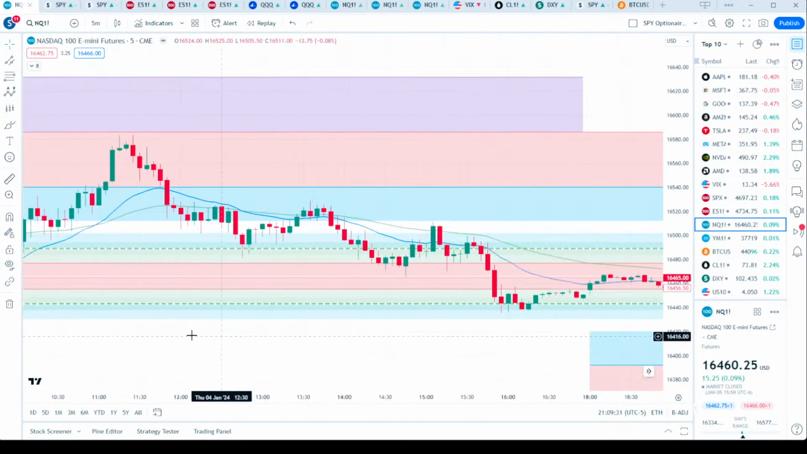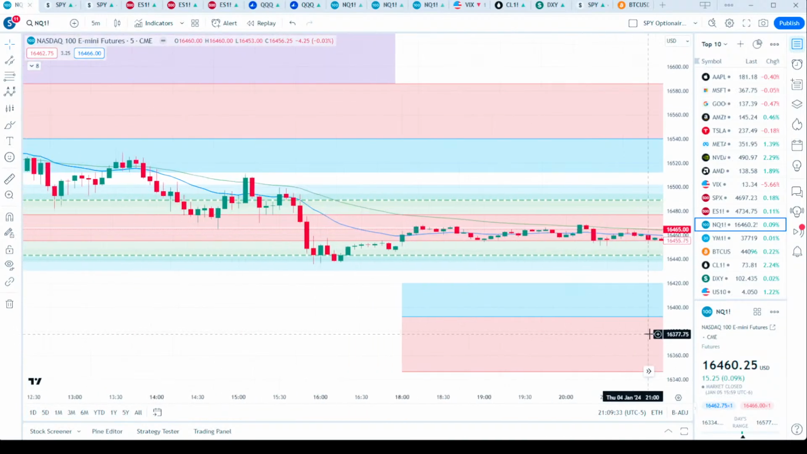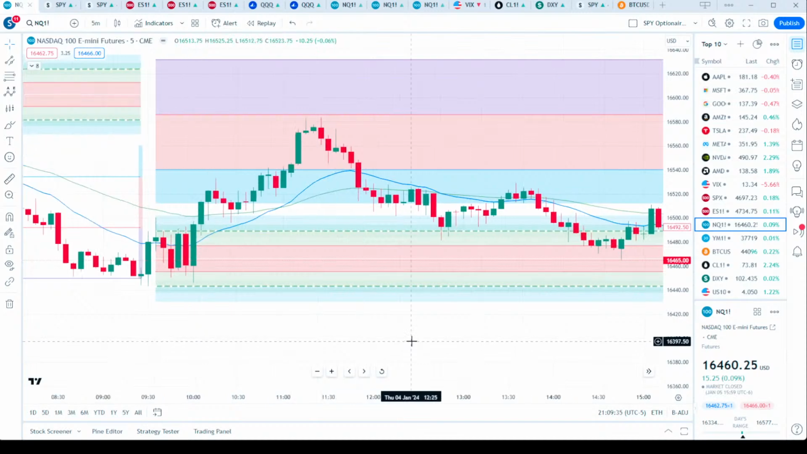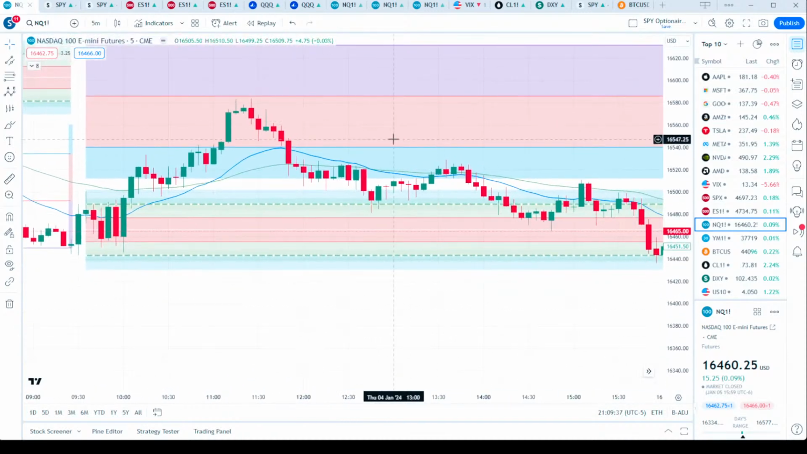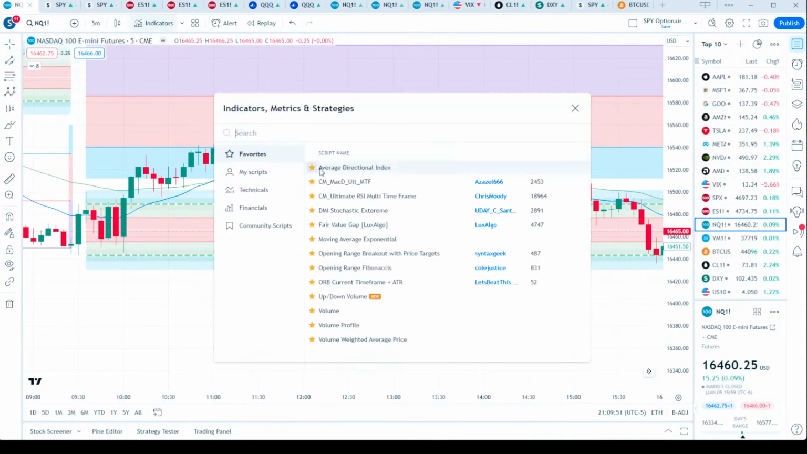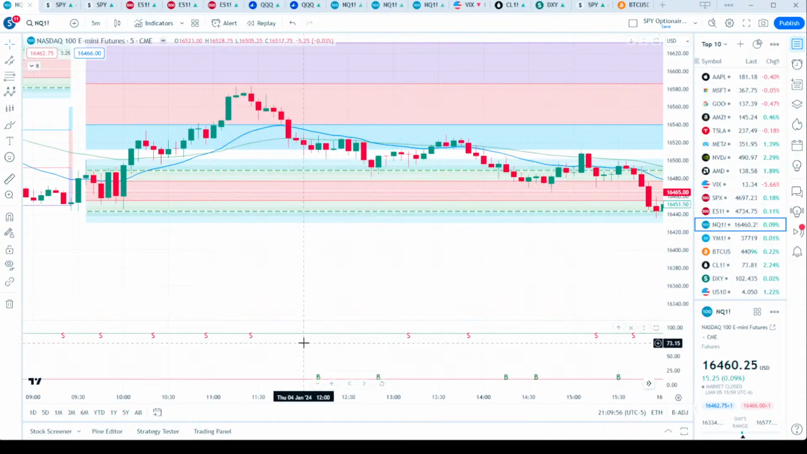So again, if I was going to set up my TradingView, I would put on this opening range breakout with the levels. I would have on, and this is a 5-minute chart here, the 20 and 50 EMA on the 5-minute, 20 and 50 on the 1, and 5 and 20 on the daily. And then the personal indicator that I would add is your DMI stoke right here.